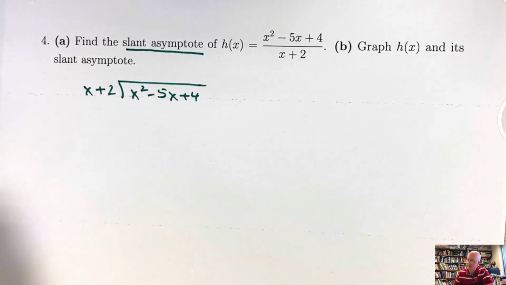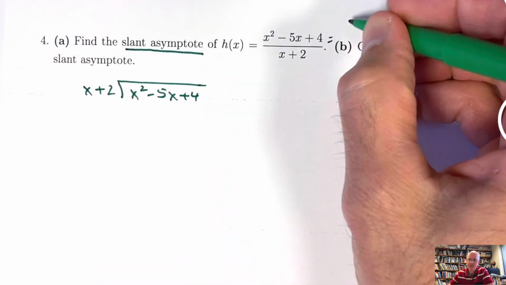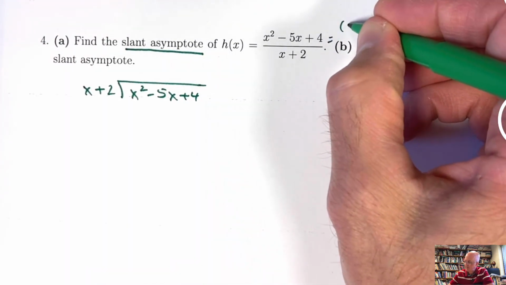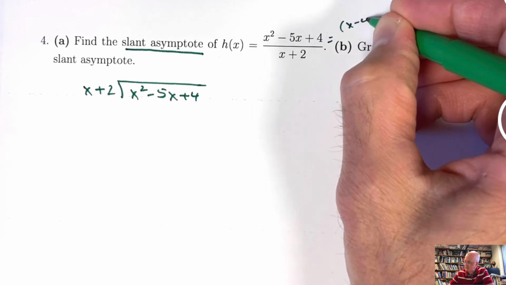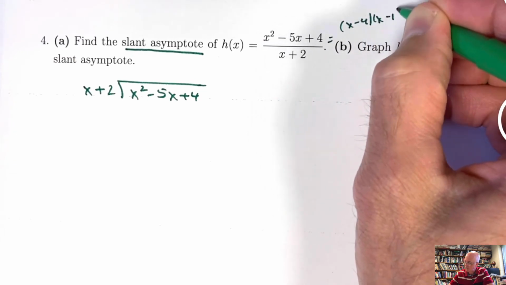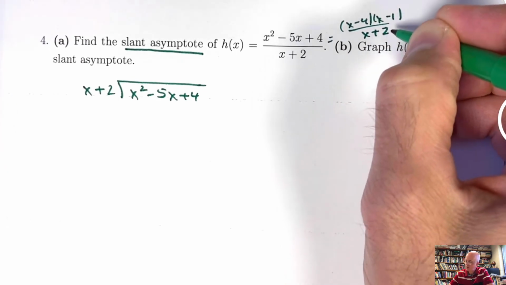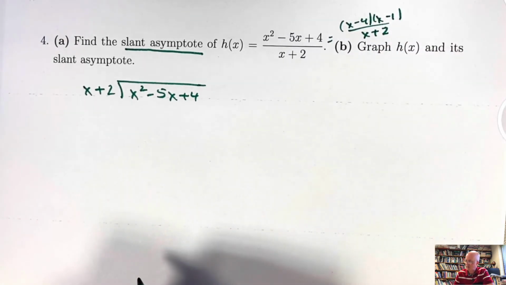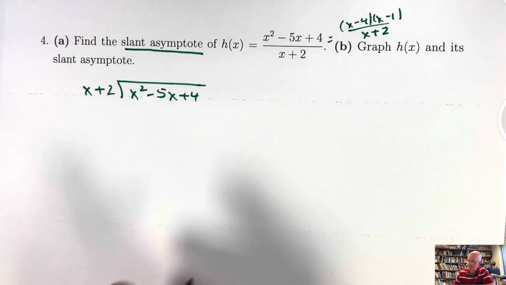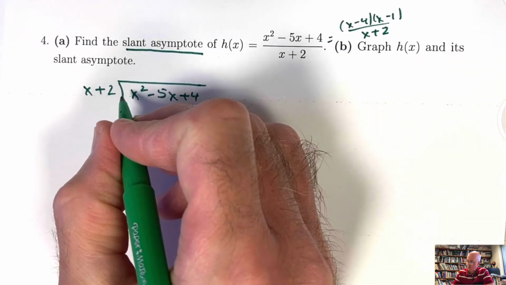This time, we won't get a 0 remainder. In fact, to emphasize that, we could factor the top. The top factors as x minus 4 times x minus 1. There's no common factor there. X plus 2 does not divide into x squared minus 5x plus 4. And that means we are going to get a non-zero remainder, and that's okay. That's what happens here. What is the quotient?